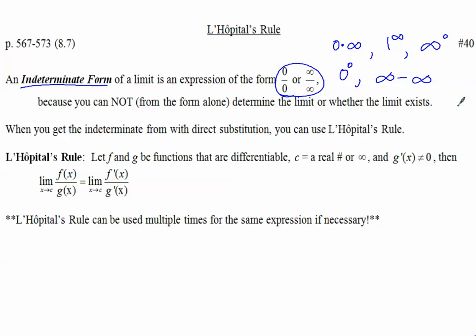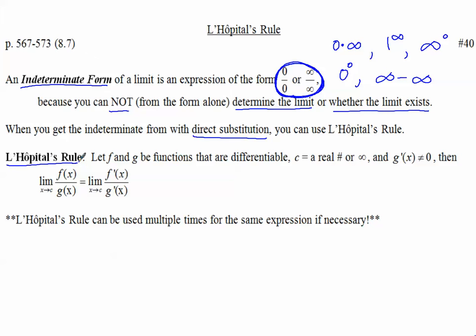There's a lot of different forms that, when we use direct substitution to try to find the limit, yield something that does not give us a value. So from these forms, we cannot determine the limit or even whether the limit exists. Now, usually we're going to come up with 0 over 0 or infinity over infinity. One of these other forms we might see, but then we can translate it into this. So if we see 0 over 0 or infinity over infinity, we can use L'Hopital's rule.